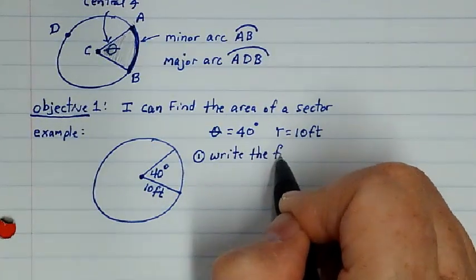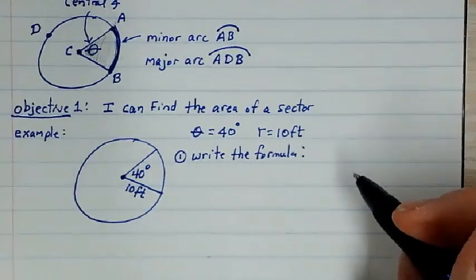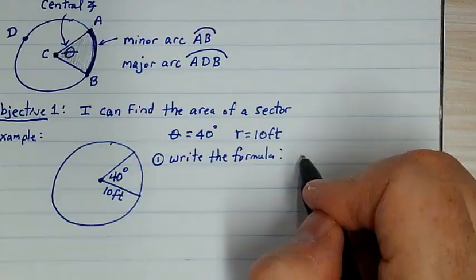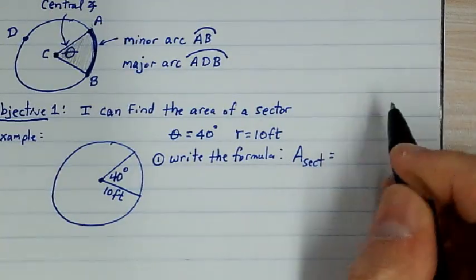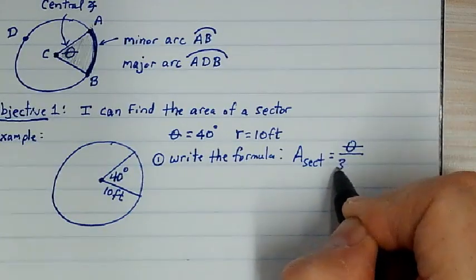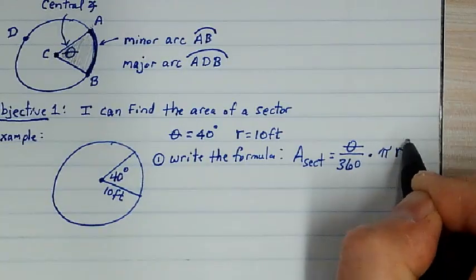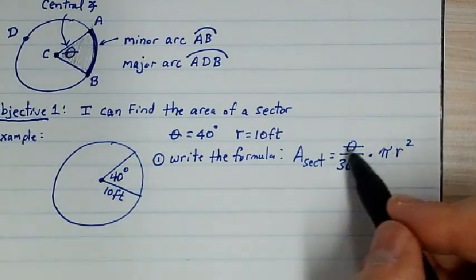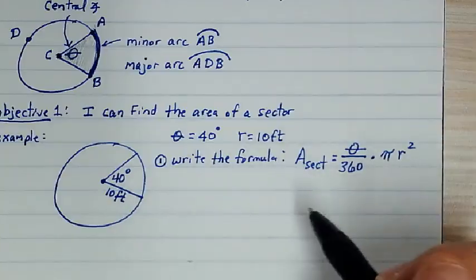The formula. So the formula for the area of a sector is nothing more than this. The area of a sector is nothing more than theta over 360 times pi r squared. I'm going to give you the explanation for why that is the way it is, but first, I need you to be able to find the area of a sector in the first place.